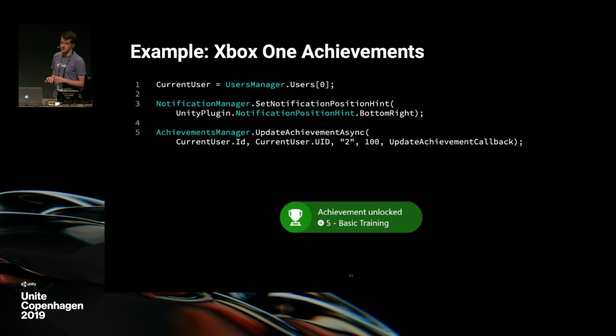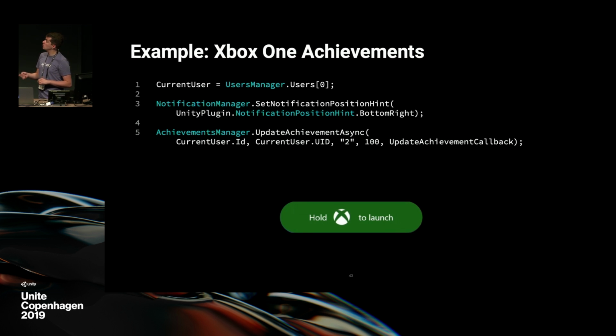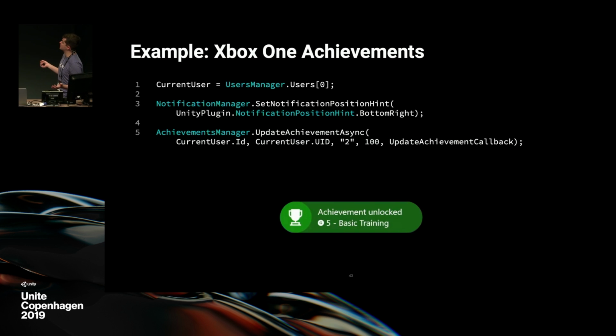So once the player has done something cool, the script code to run looks like this on Xbox One. You just need to get a hold of the current user playing the game, and then maybe customize where on the screen the pop-up will be displayed. You know, maybe you want to stop it from distracting from gameplay, for example. And then with one simple call, you can unlock the correct achievement for your player.